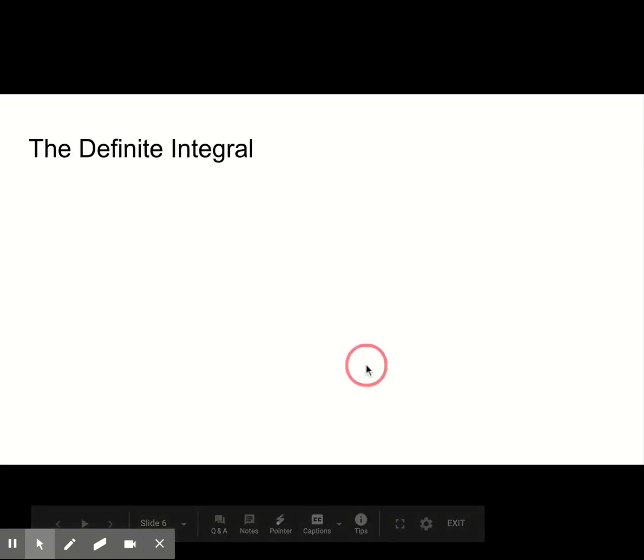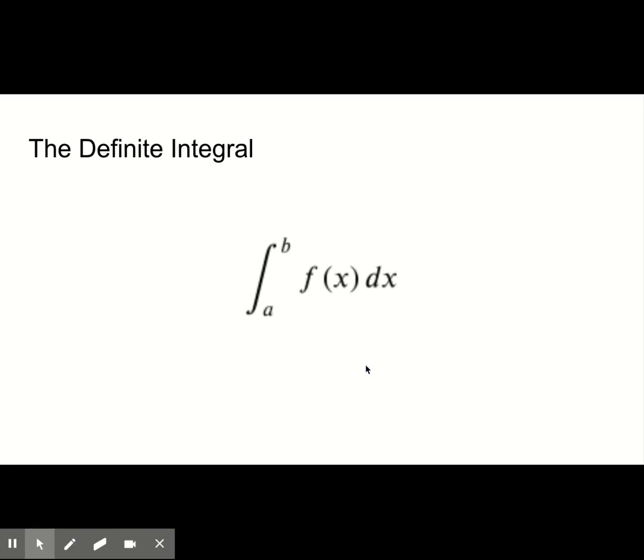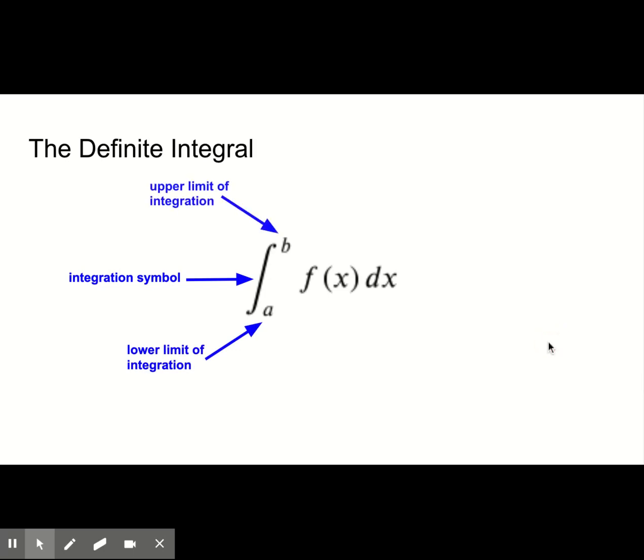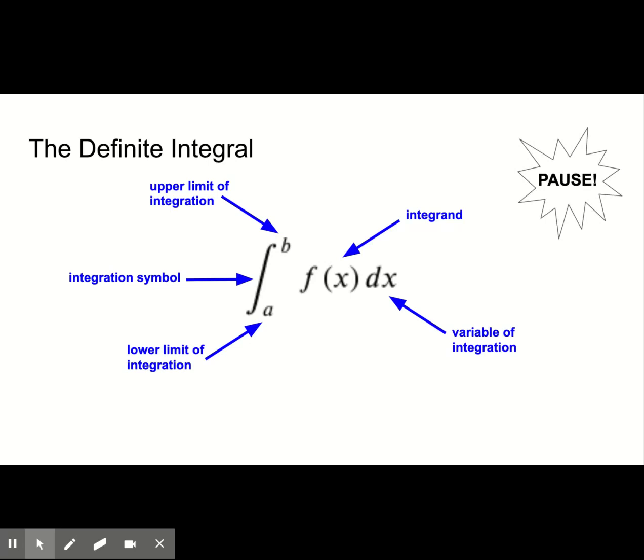The definite integral. Here we are going to go over notation for the definite integral. Here we have the definite integral from a to b of f of x dx. This elongated s is the integral sign. The a is the lower limit of integration. The b is the upper limit of integration. F of x is the integrand, and dx is the variable of integration. Pause the video to record the definite integral and its parts explained on your capture sheet.